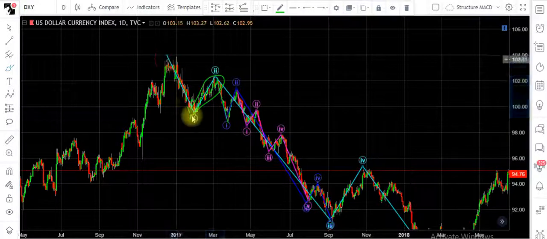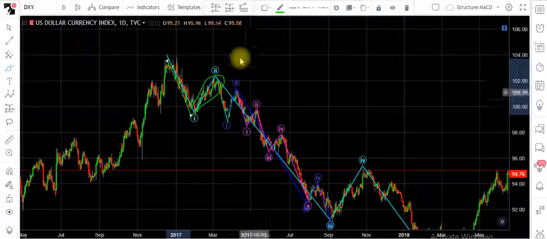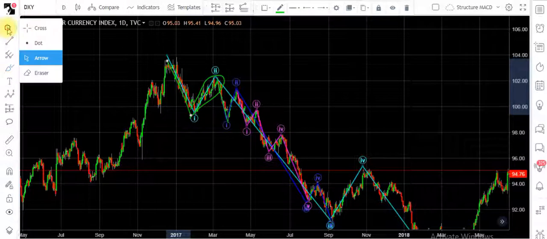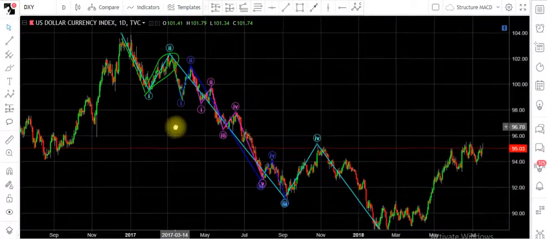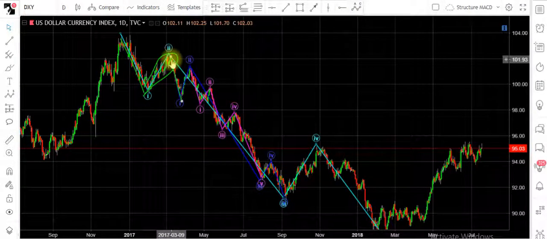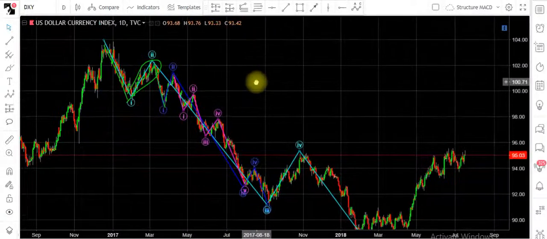What's important is recognising what we've got, recognising whenever we go from here that we've had our first and our second wave, and therefore, because of what we know about impulses, the rules of the impulse are that the third wave is never the shortest and is often the longest, which obviously in this case it is the longest.